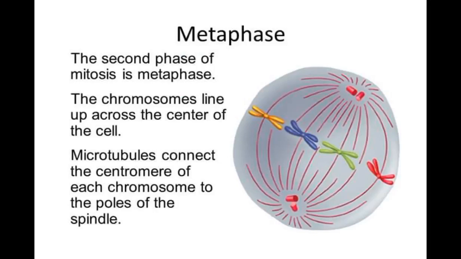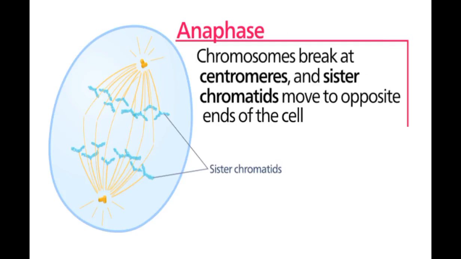The second phase of mitosis is metaphase. The chromosomes line up across the center of the cell. Microtubules connect the centromere of each chromosome to the poles of the spindle. Anaphase: chromosomes break at centromeres and sister chromatids move to opposite ends of the cell.